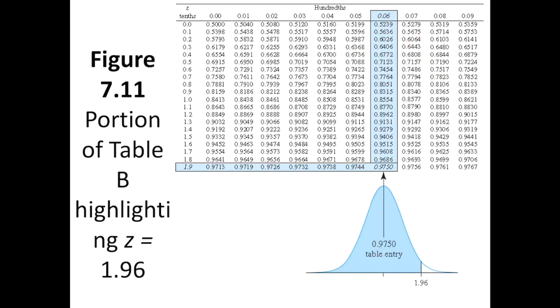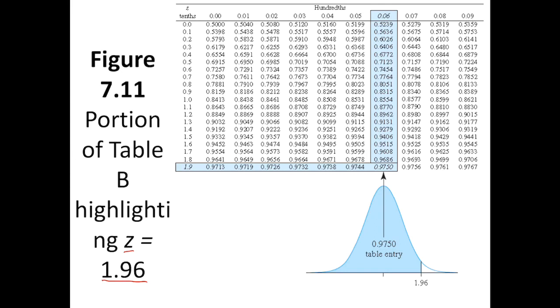So when we go to table B in the back, you'll notice a portion of table B is highlighted. This is a z value of 1.96. The way table B is set up, 100%, the hardest part about this entire chapter is understanding this table in the back.